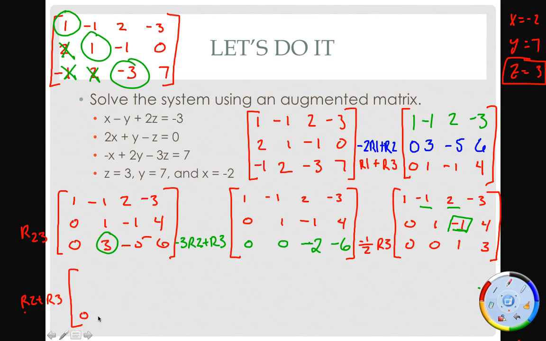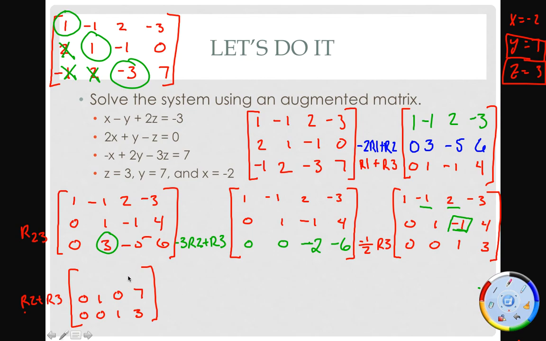Now, because row 3 is already perfect where I want it, I'm not going to do anything to it. But now row 2 plus row 3 becomes 0, 1, 0, and then 3 plus, right? 1 plus -1 is 0. 3 plus 4 is 7. Notice what I just got. 1y is equal to 7. That means I've got the second part of my answer.